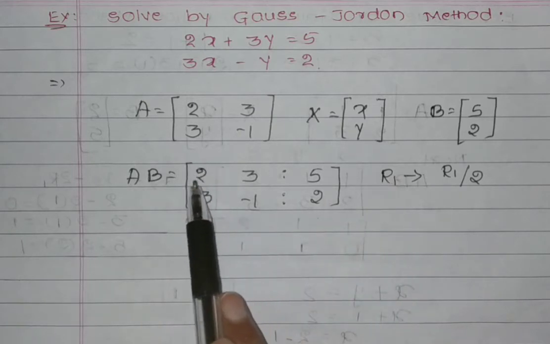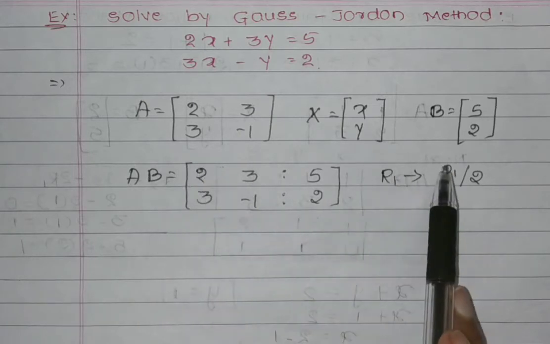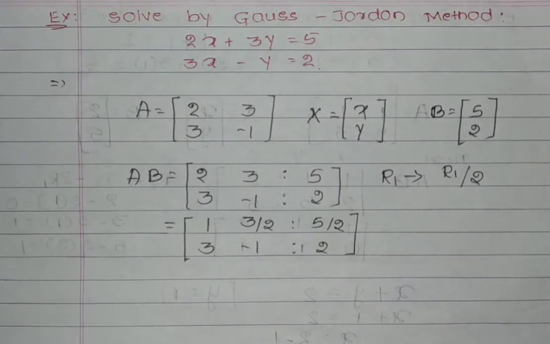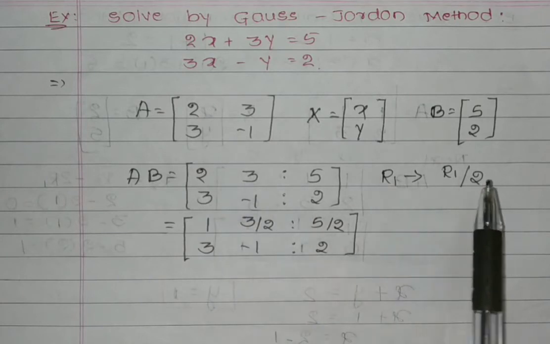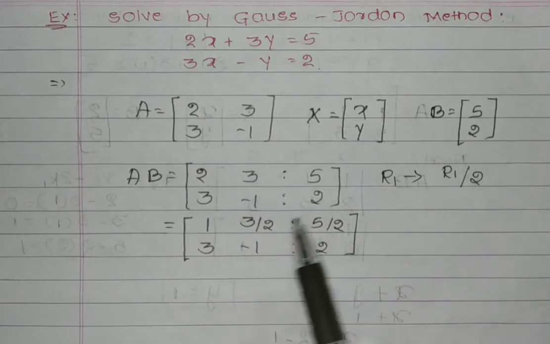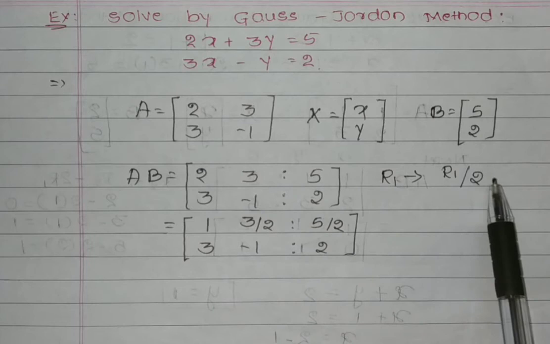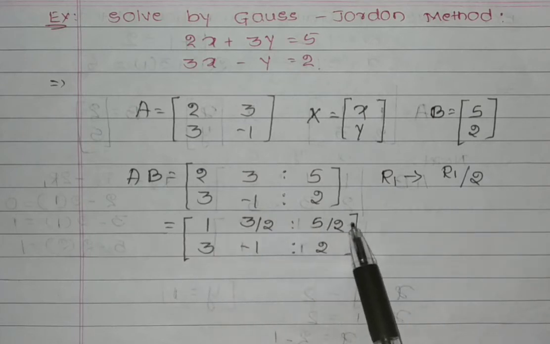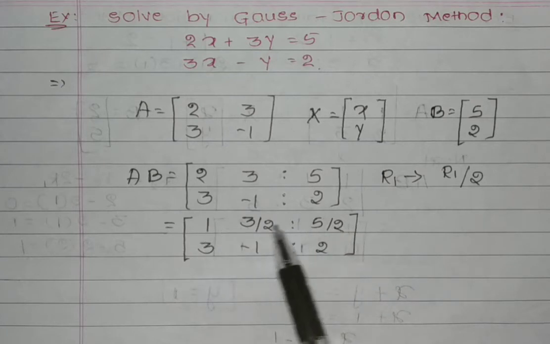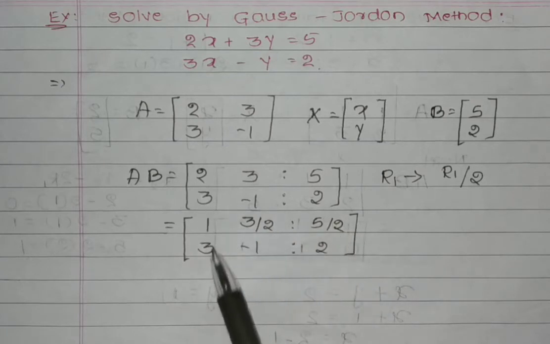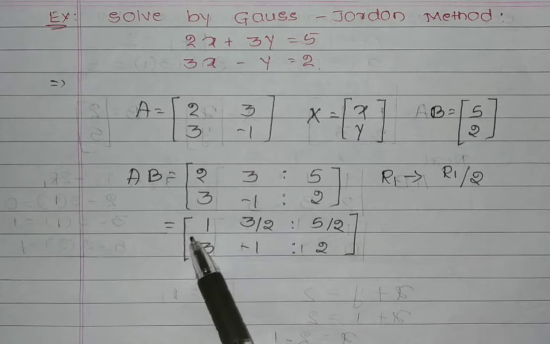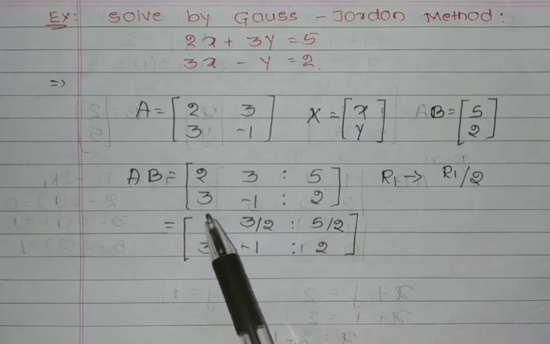This 2 we are reducing as 1. It means divide R1 using 2. Then we'll get here 2 divided by 2, 1. 3 divided by 2, 3 by 2. 5 divided by 2, that is 5 by 2 as it is. So here row transformation is only for R1 row. Only R1 row elements will change. It means R2 elements will remain as it is, that is 3, minus 1, 2. So first we have reduced the first element of the matrix as 1.